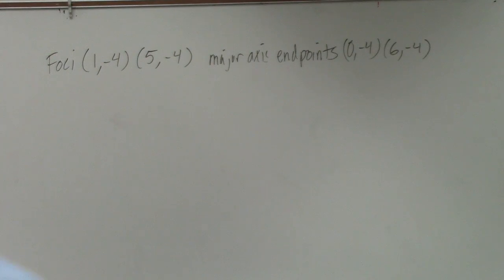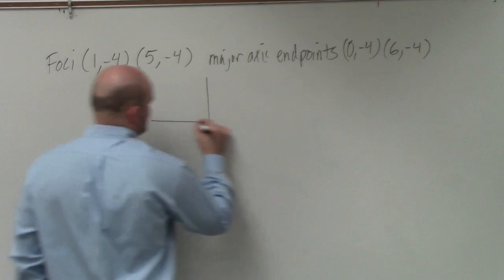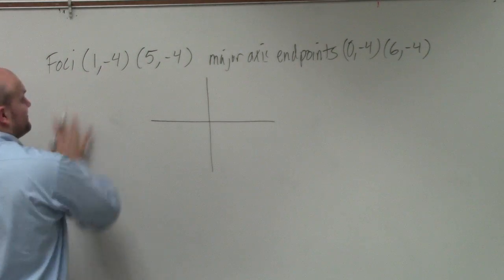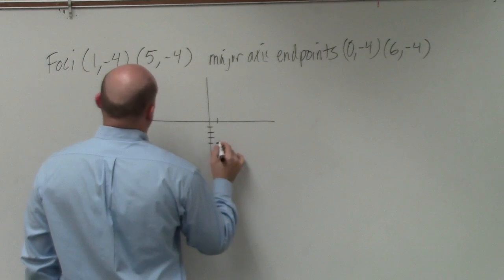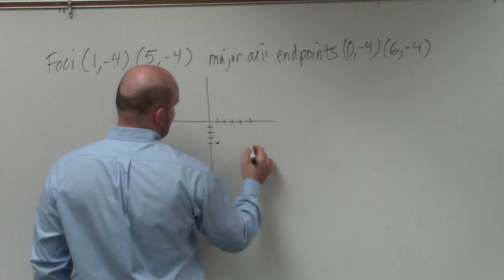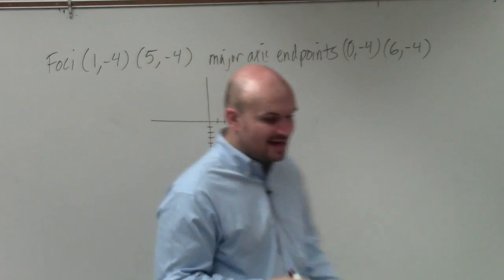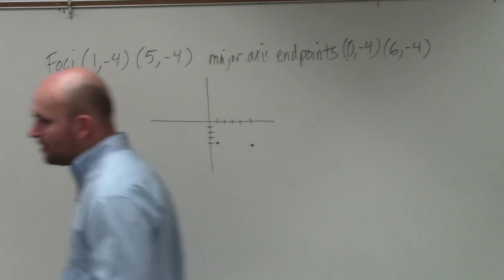OK, so first thing we're going to do is write the equation. I'm just going to plot the information. So my foci are at (1, -4) and (5, -4). Now, again, if you guys remember the graph, I'm not going to plot another graph up there.